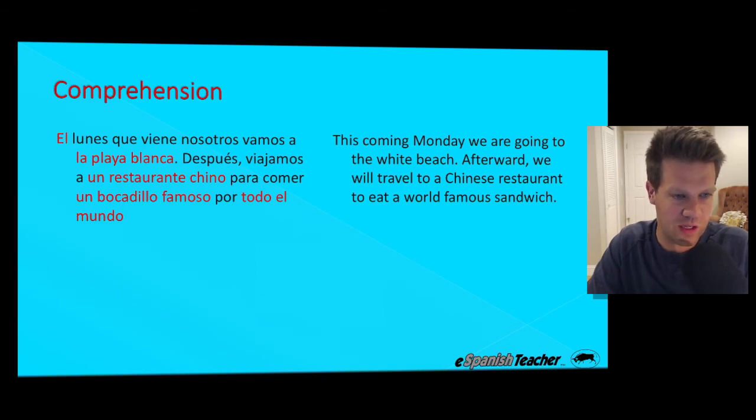Para comer, to eat, un bocadillo famoso, a world famous sandwich, okay? Un bocadillo famoso means a famous sandwich. So bocadillo is the noun and it's singular masculine. It dictates that the article and the adjective also be singular and masculine. So un and famoso. Por todo el mundo. Por todo el mundo just means like world, around the world. So it's famous por todo el mundo, throughout the world, throughout the entire world.